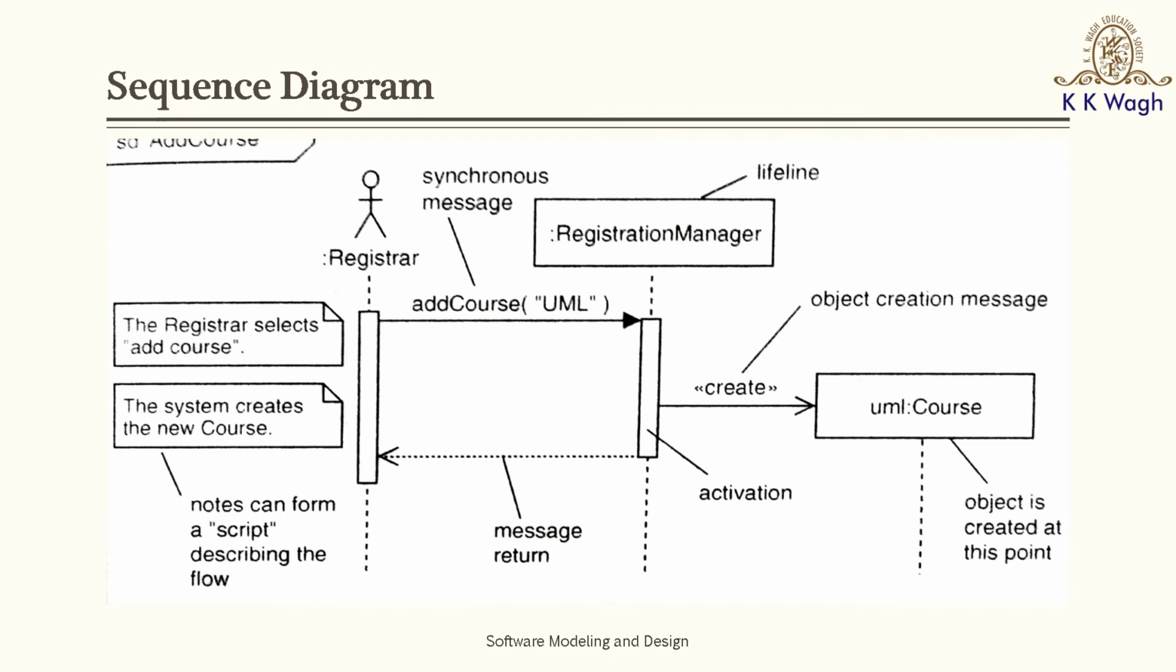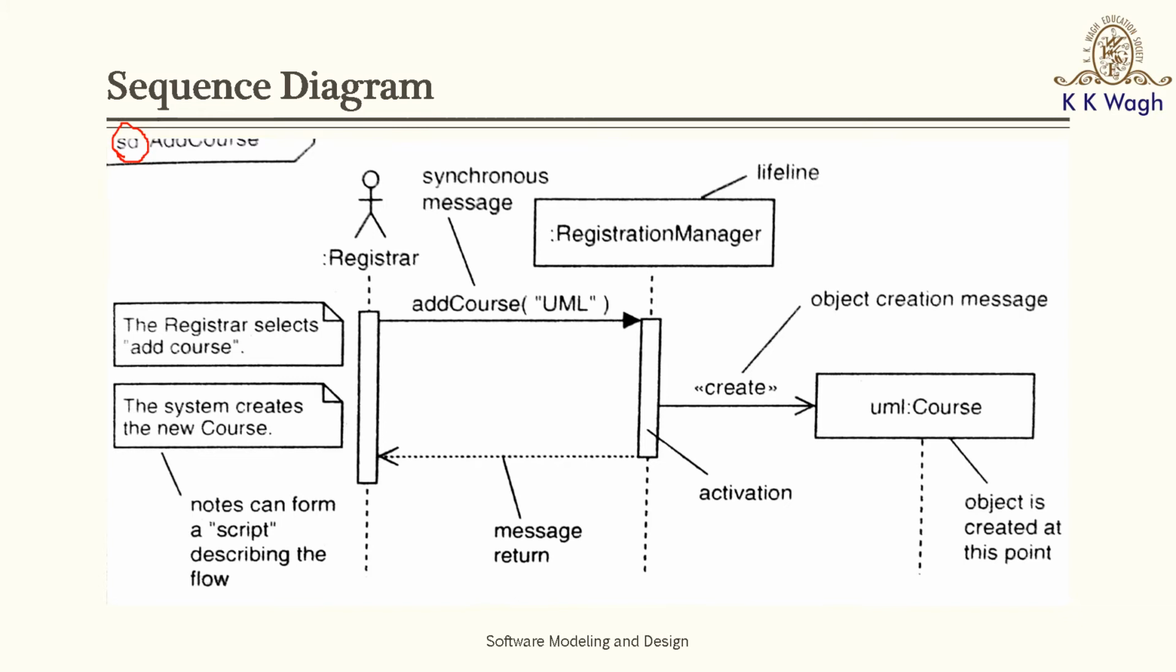Now see, this is the first sequence diagram shown to you. Okay. So here note down some things. Here SD is indicated. SD indicates that this is a sequence diagram.